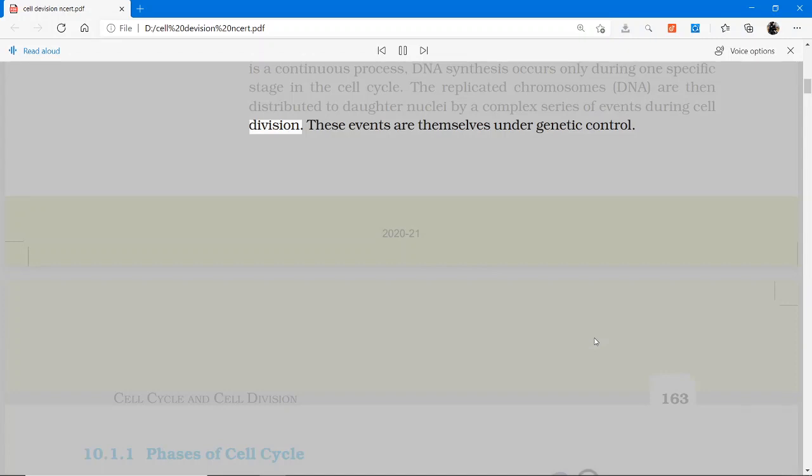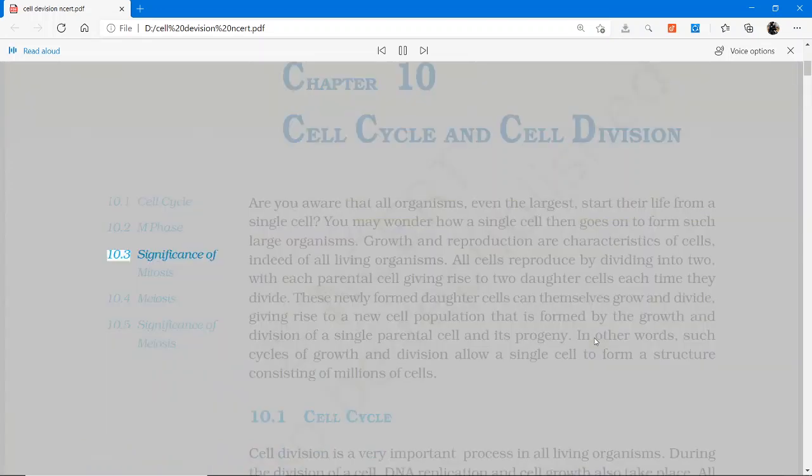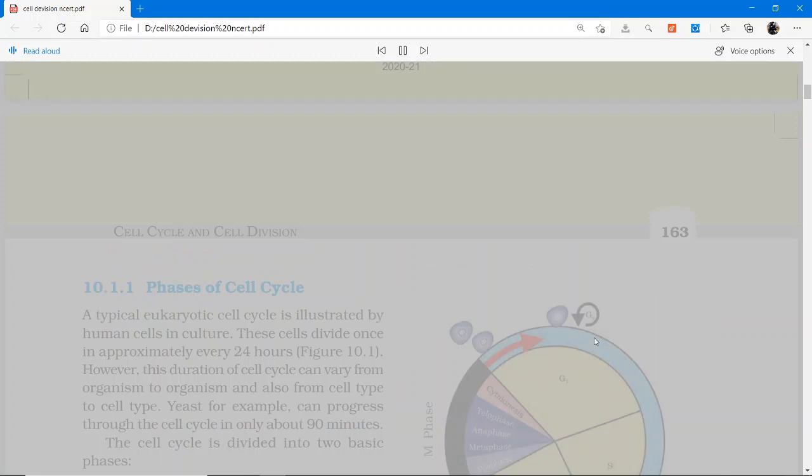Cell cycle and cell division. Chapter 10. 10.1 Cell cycle. 10.2 M-phase. 10.3 Significance of Mitosis. 10.4 Meiosis. 10.5 Significance of Meiosis.